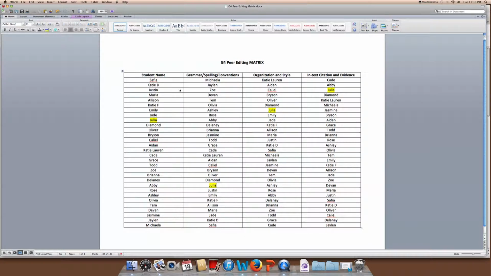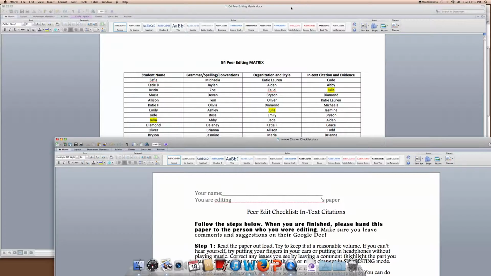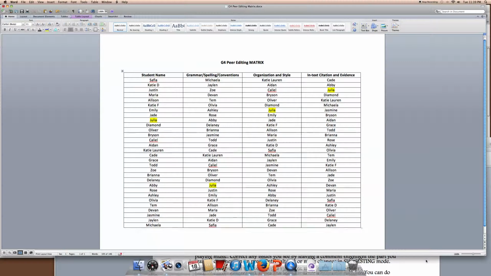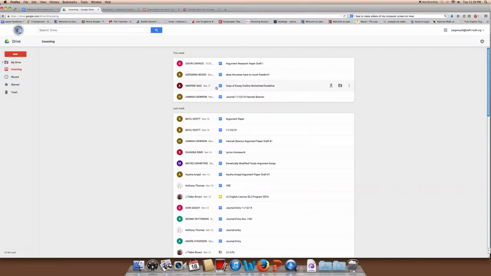The last person is Justin. So I'm going to go to my packet. By now I should only have 2 pages left because I've handed my other pages to those people. This page and then my last checklist. I'm going to go to my shared drive. I'm going to find Justin.